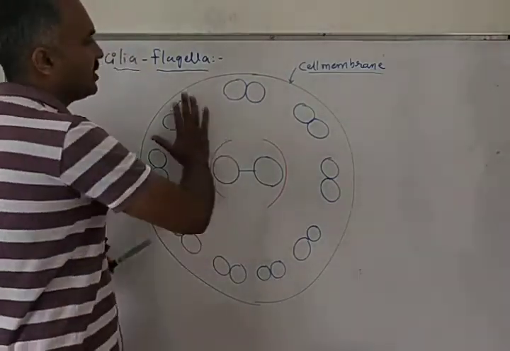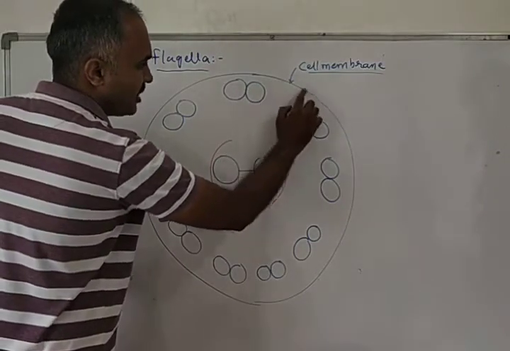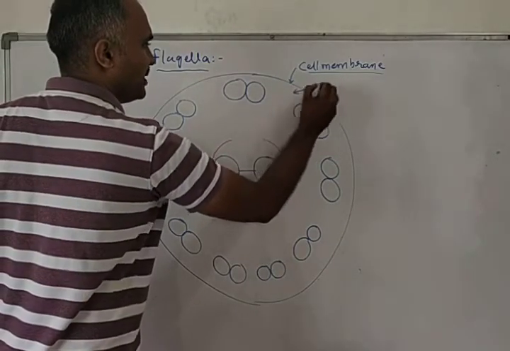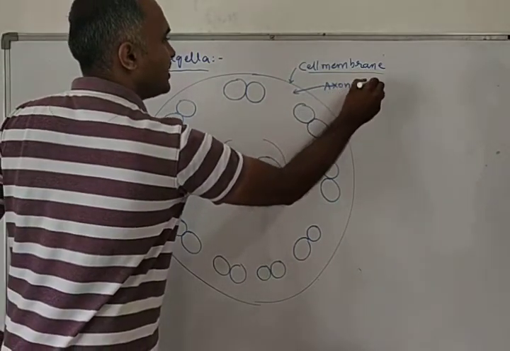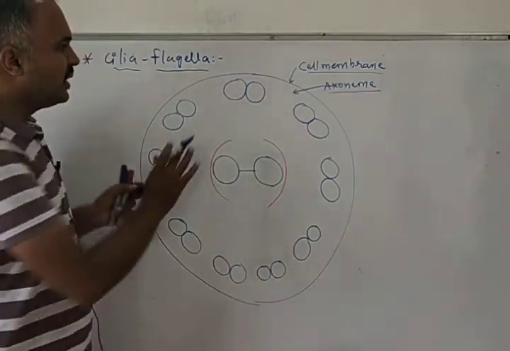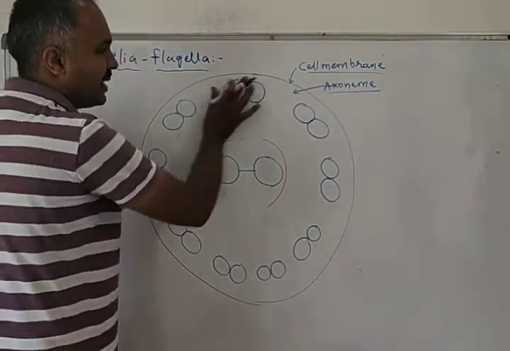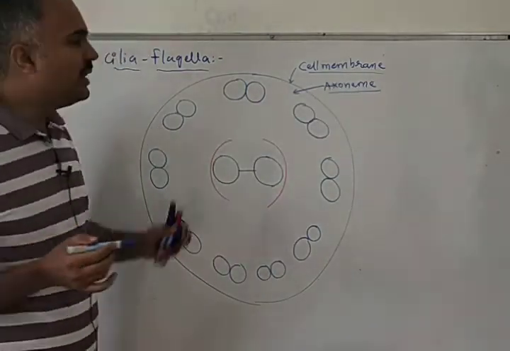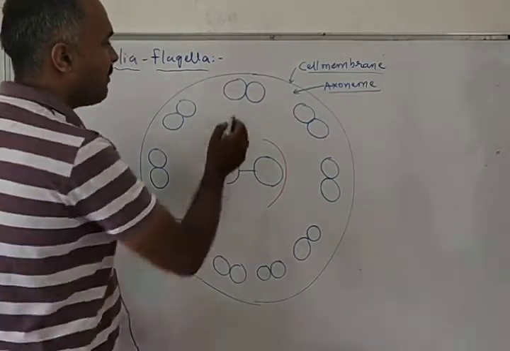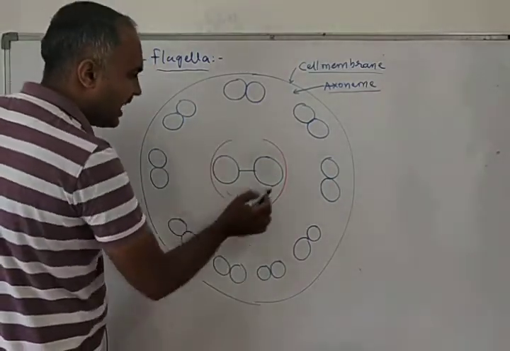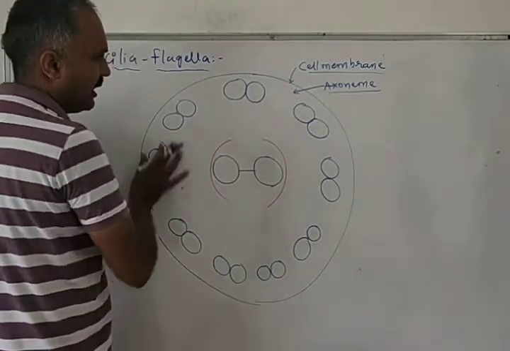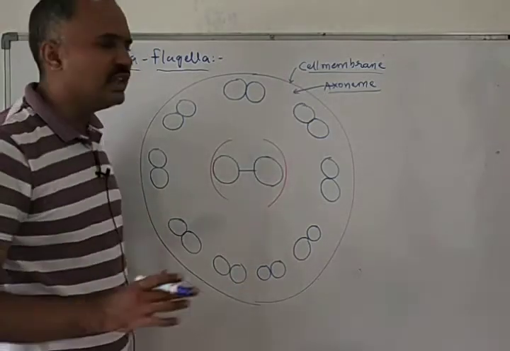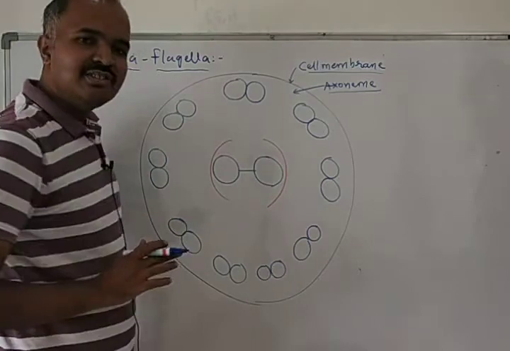Now the structure that is inside this cell membrane is known as axoneme. This is the axoneme of the cilia and flagella. This whole structure inside the cell membrane is known as axoneme, and this axoneme has two regions. One is the peripheral region and one is the central region.